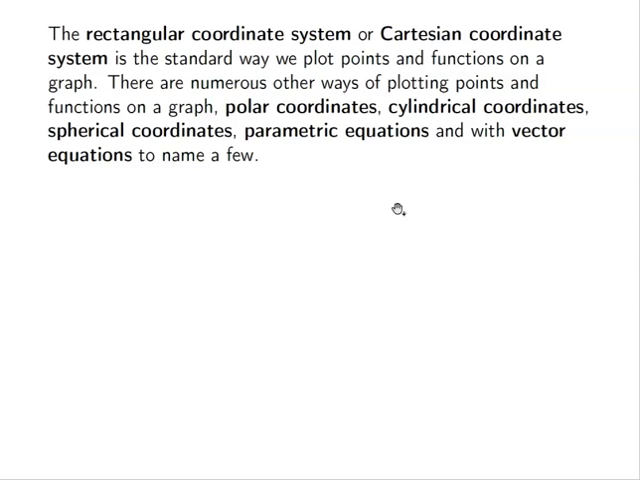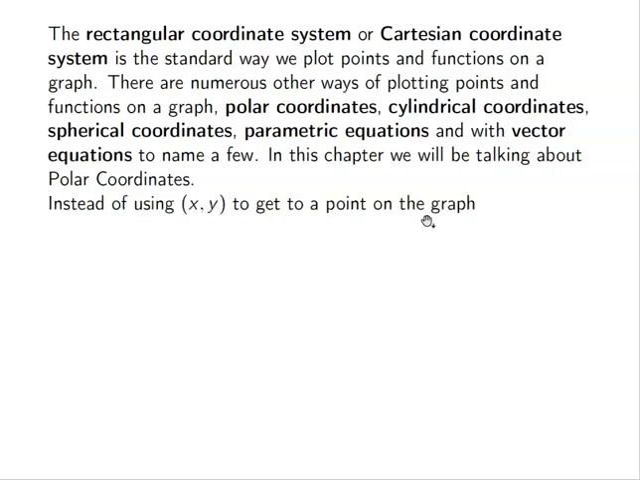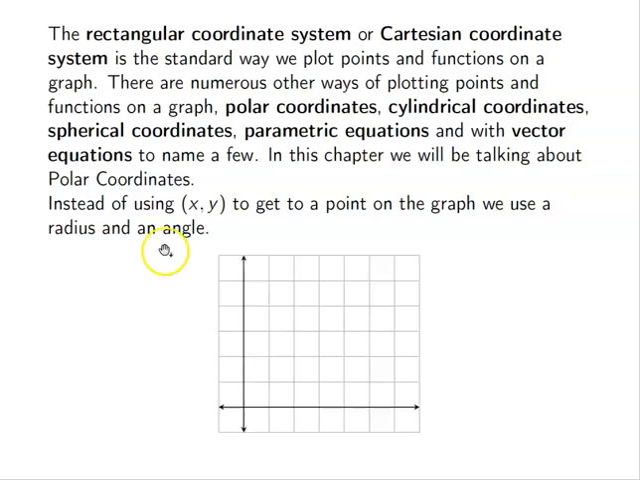In this chapter, we're going to be looking at polar coordinates. We've talked about parametric curves, and now we're going to move into a specific type of those, which is polar coordinates. Instead of using x, y to get to a point on a graph, in polar coordinates we talk about a radius and an angle. How far out do I have to go, and what's the angle I have to sweep from there to get to the same point I'd reach by using x, y?